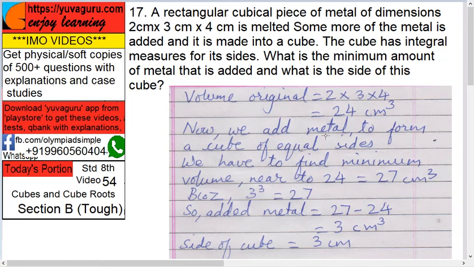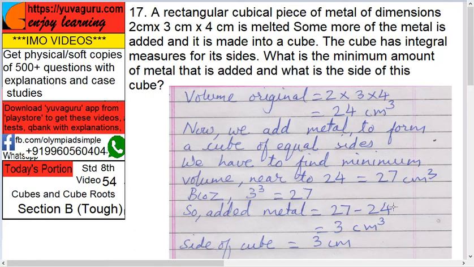Once you get the problem, now we can solve this. First we melt this, so first we find the volume of this. Volume of the original cuboid is 2 by 3 by 4, so multiply, 24 centimeter cube. Now we melt this. After melting, will the volume change? No, volume will remain the same. Now we add metal to form a cube of equal sides. We have to add metal so that it forms a cube of equal sides.